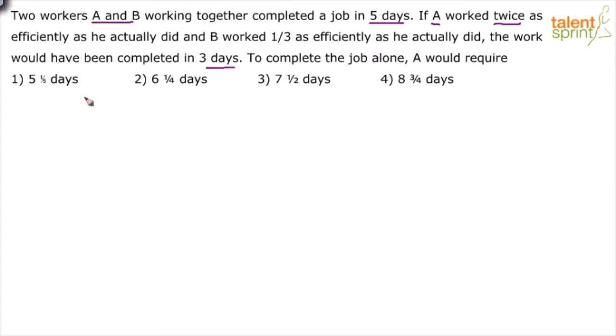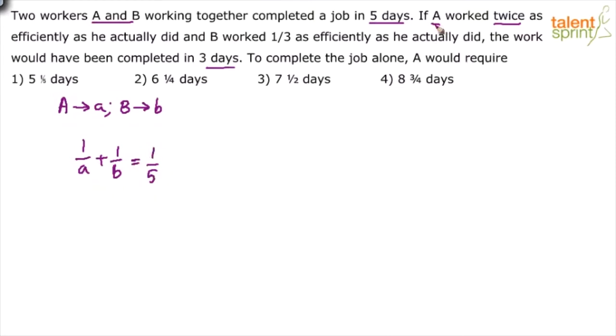Now let's go by the unitary method. When 2 persons are working, let's assume A takes A days and B takes B days. You don't have to write this, but just for the sake of clarity. Now, when 2 persons together can do a job in 5 days, our equation would be 1/A plus 1/B equals 1/5. Remember, this is capacity. Capacity of A plus capacity of B is equal to total capacity 1/5, right? In 1 day, they can do 1/5 of the job.